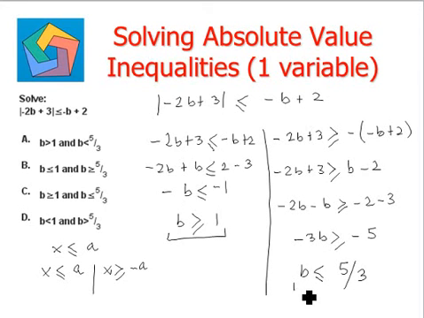So the two values of b are b greater than or equal to 1 and b less than or equal to 5/3. This can be seen in option C.